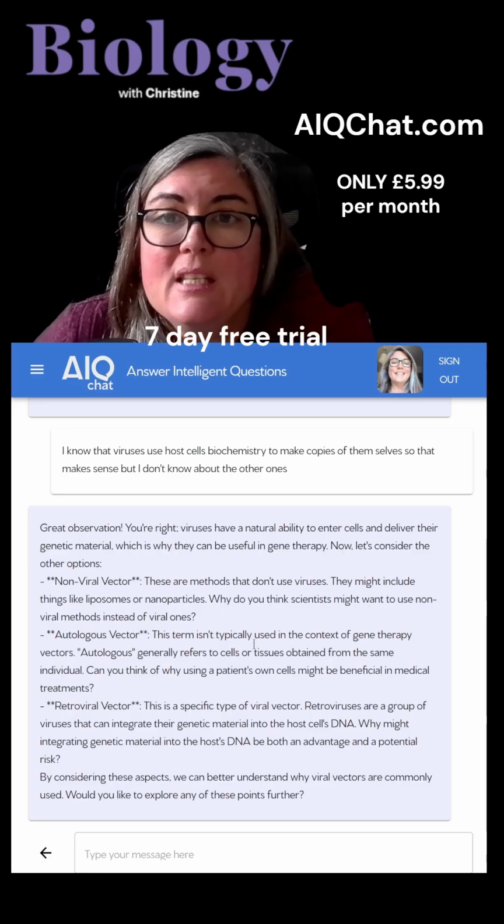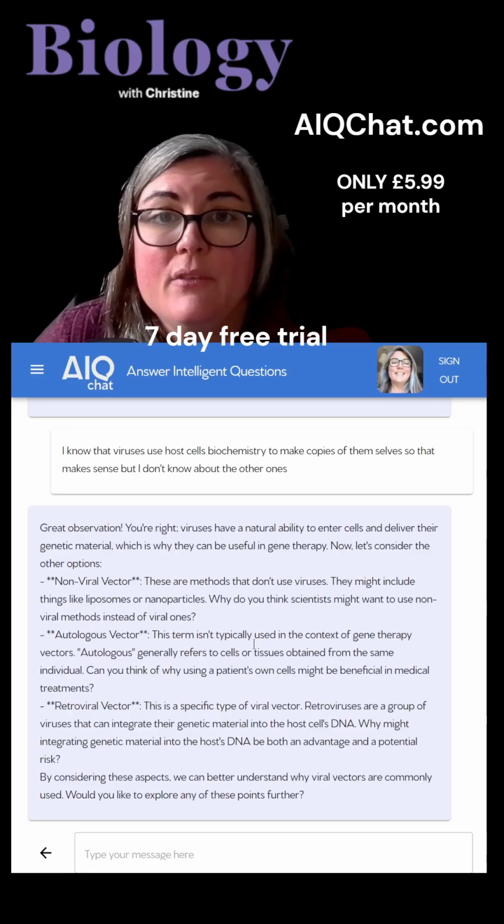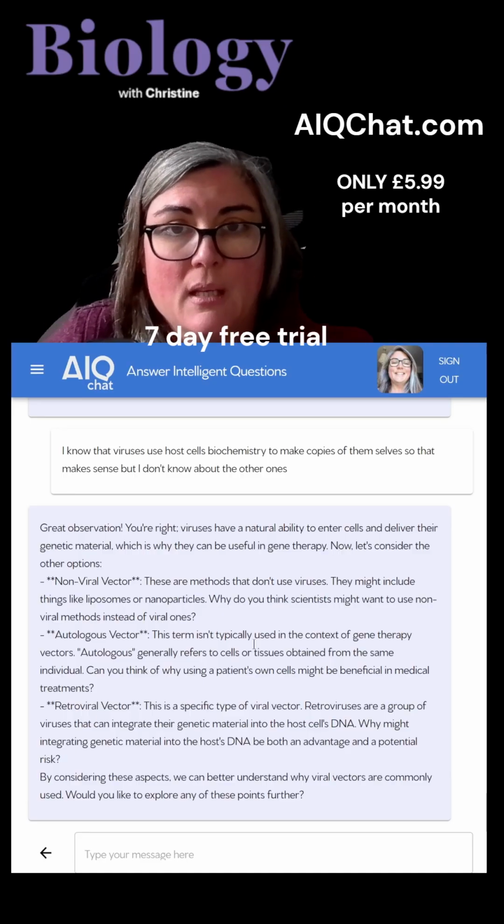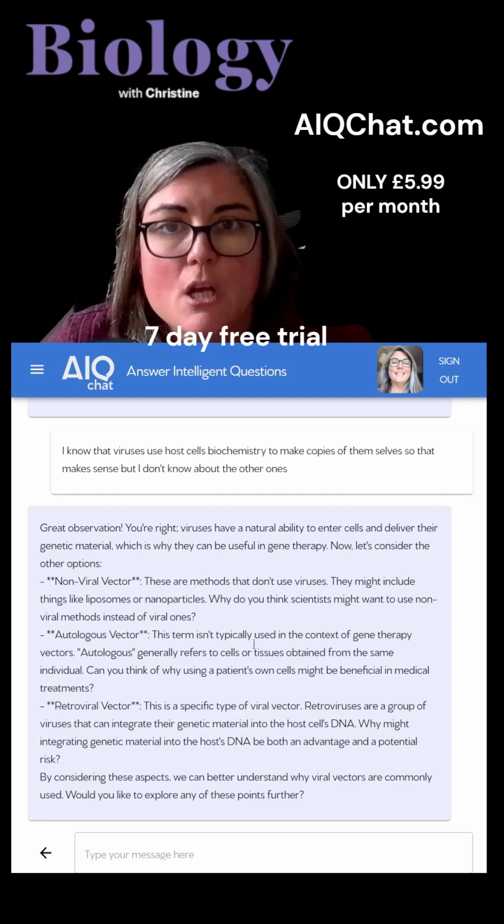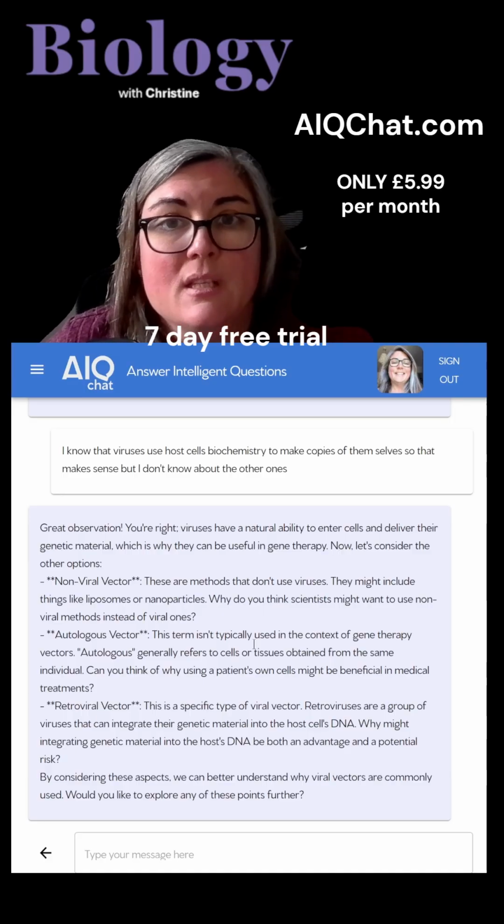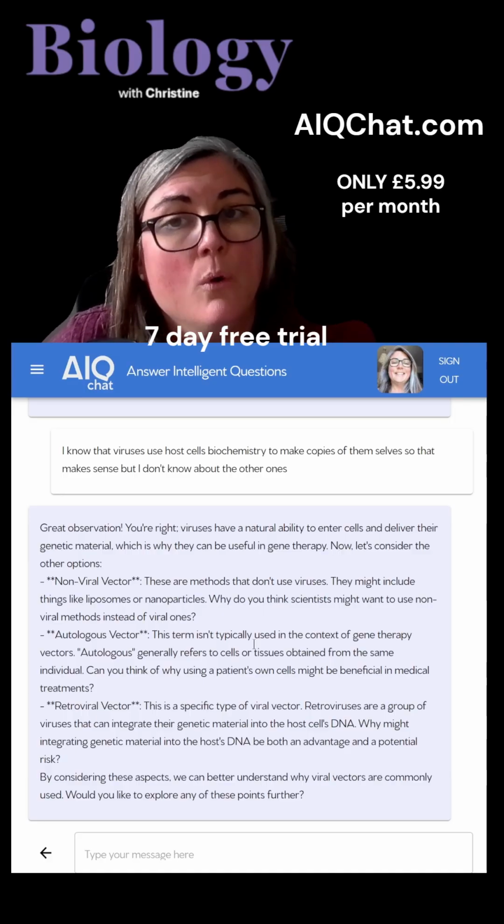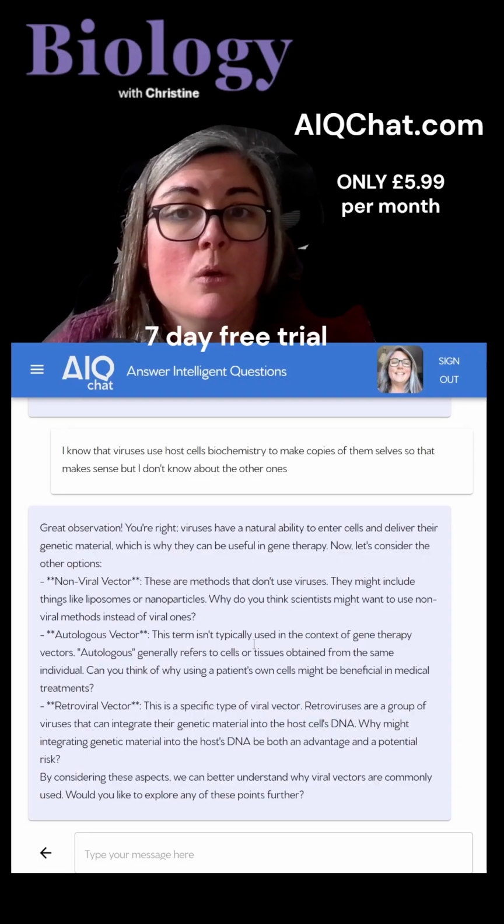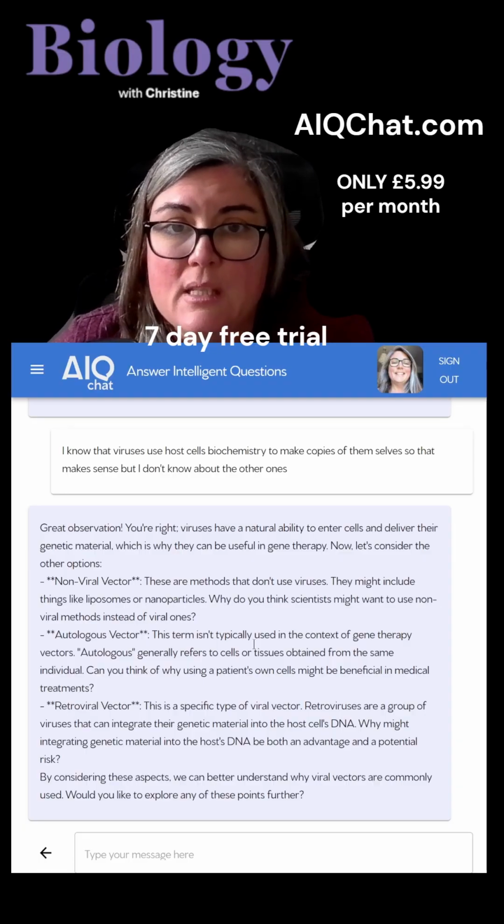So viruses have a natural ability to enter cells and deliver their genetic material, which is why they can be useful in gene therapy. Let's consider the other options. Non-viral vector, these are methods that don't use viruses. They might include things like liposomes or nanoparticles. Why do you think scientists might want to use non-viral methods instead of viral ones?